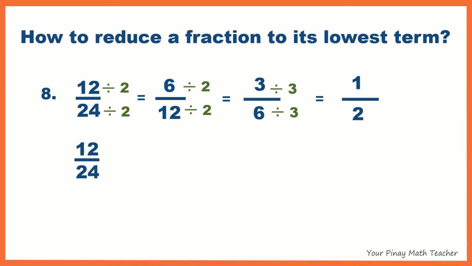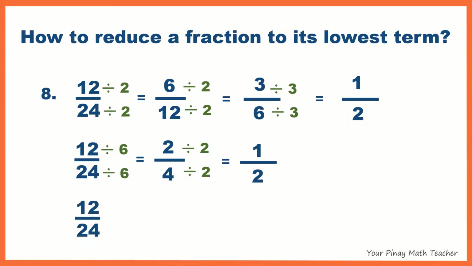Another solution. 12 and 24 can be divided both by 6. So 12 divided by 6 is 2. 24 divided by 6 is 4. 2 and 4 can still be divided by 2. So the final answer is still 1/2. The shortest is you divide both 12 and 24 by 12 to get the lowest term, 1/2.